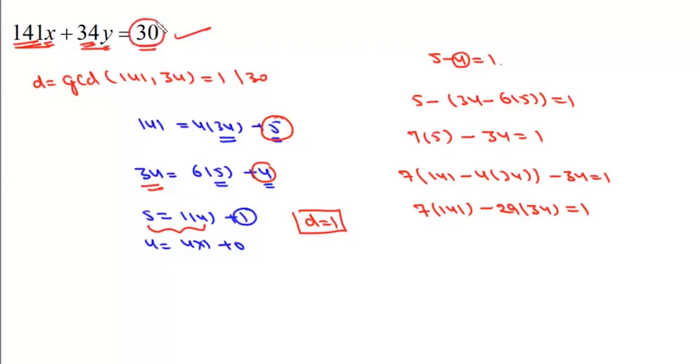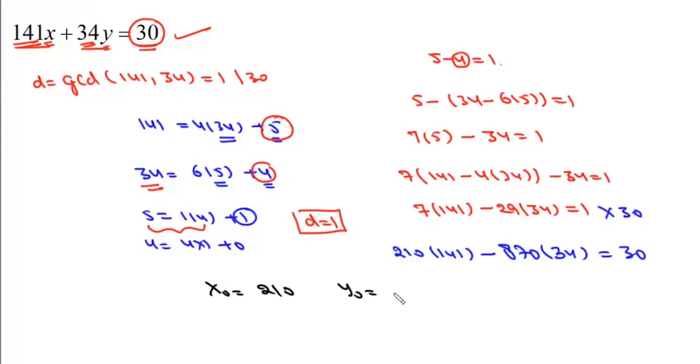Now we need 30 here. So we'll multiply everything with 30. Now if we multiply everything with 30, we can write 210 into 141 minus 870 into 34, and it is equal to 30. Now if we compare it with this equation, we can write the value of x0 is 210 and the value of y0 is minus 870.